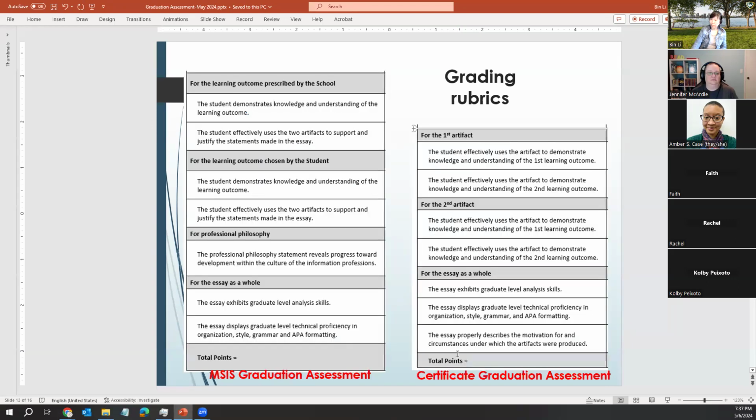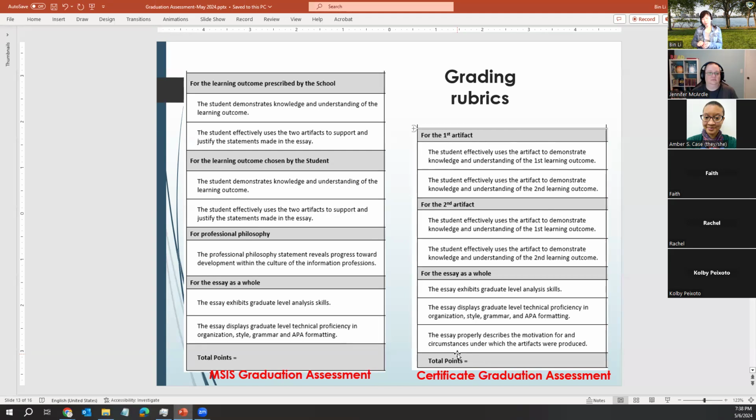The grading rubric for the MSIS has 7 columns, with 5 points for each column, so the total will be 35. If you get 21 or above, you pass the requirement. Just be aware that the grade does not count towards your GPA. The grade won't appear in your transcript, and it won't appear on your diploma.